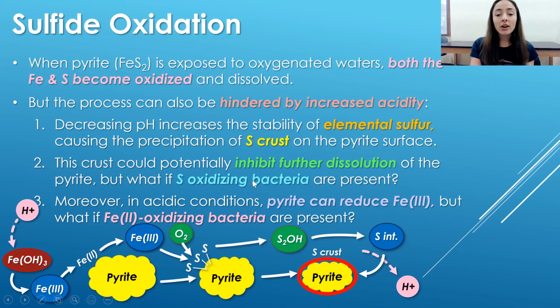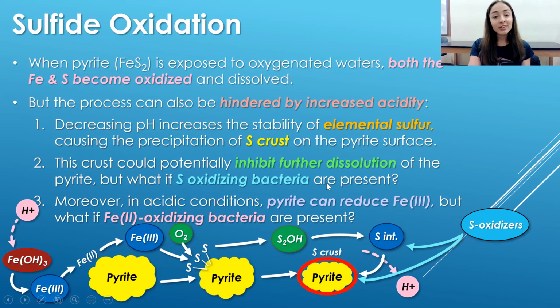However, if there are sulfur oxidizing bacteria present, and now we're getting into the microbial oxidation processes and microbial weathering, like the topic of this video, if these types of bacteria are present, they could eat away at this sulfur crust layer and allow further dissolution of the pyrite.